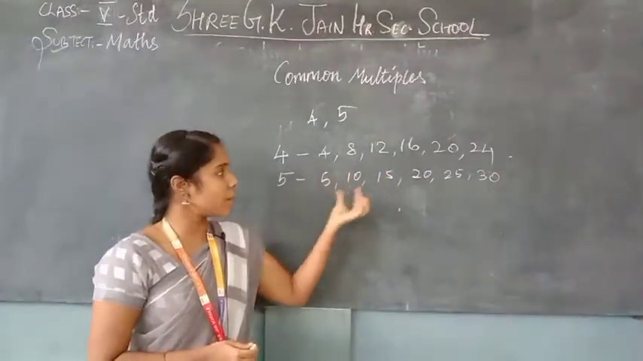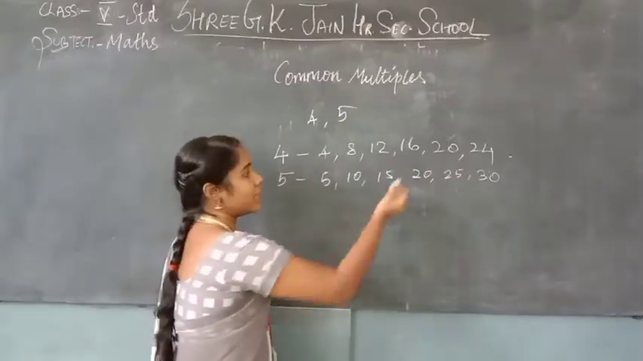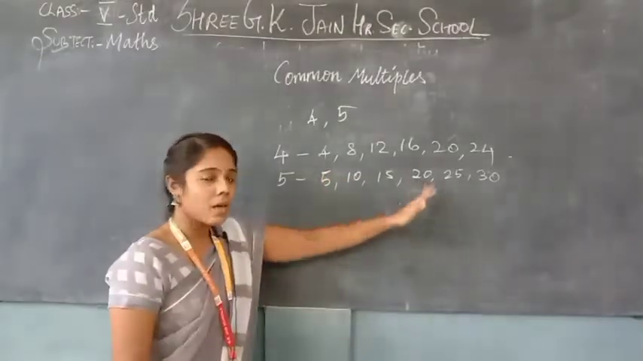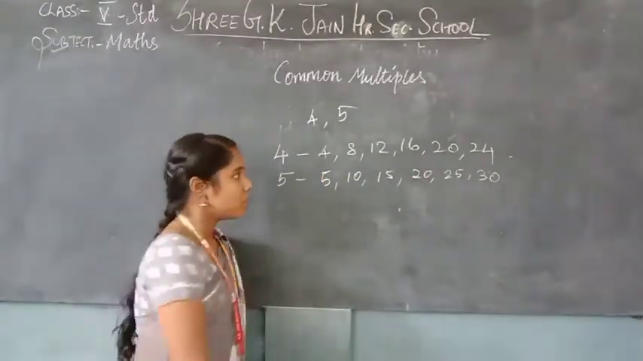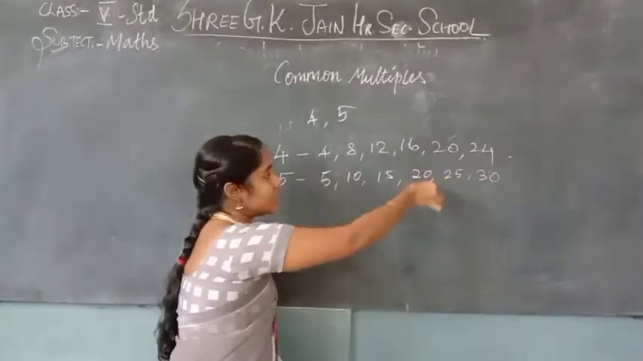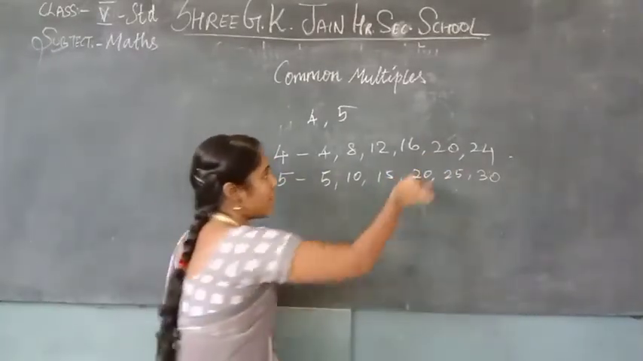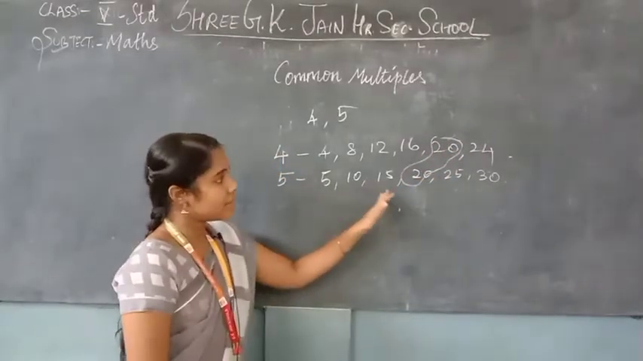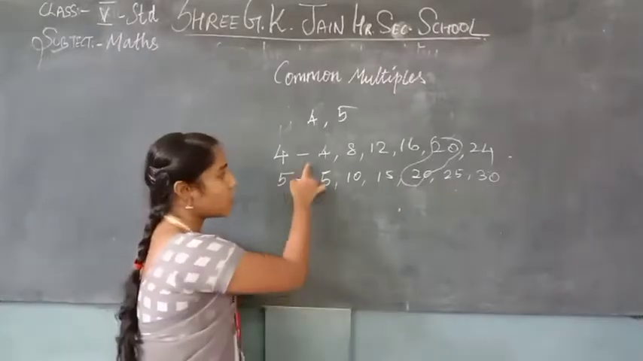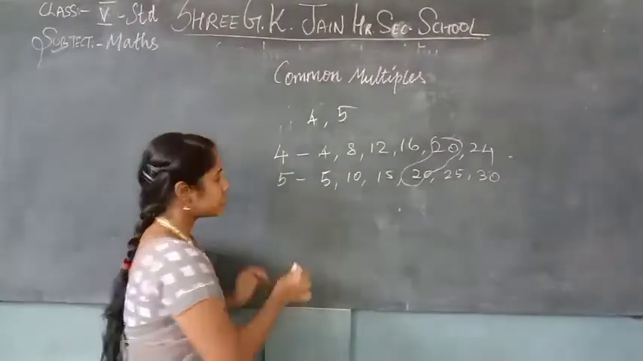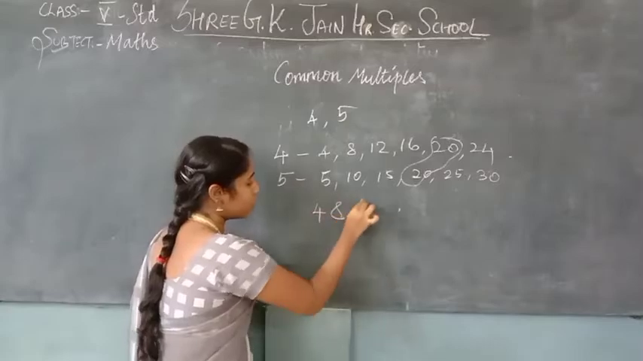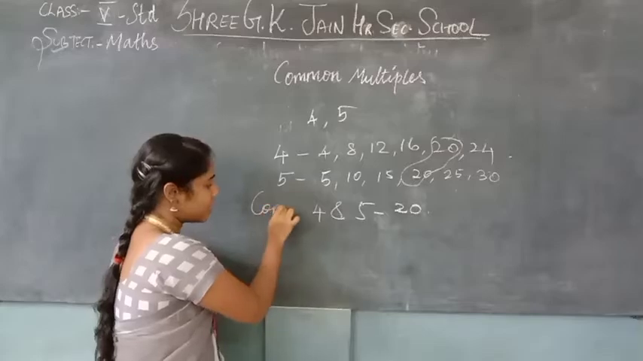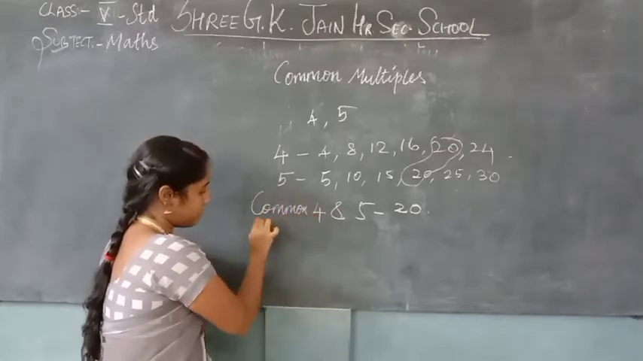Which is the common multiple here? That means we have to see which is the common number here, that's all. What is the common number here? Yes, 20 is the common number here, right? Any other common number you can see here? We are seeing 20 as a common number and can we see any other? No, right? So what is the common multiple of 4 and 5? The common multiple of 4 and 5 is 20. Okay, this is the common multiple.